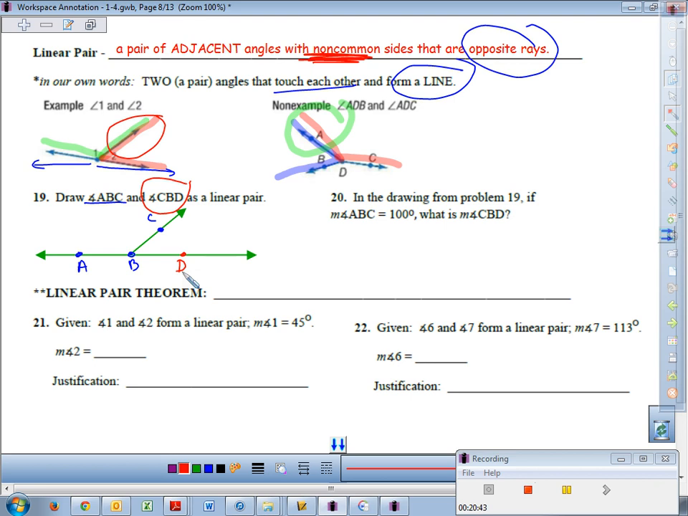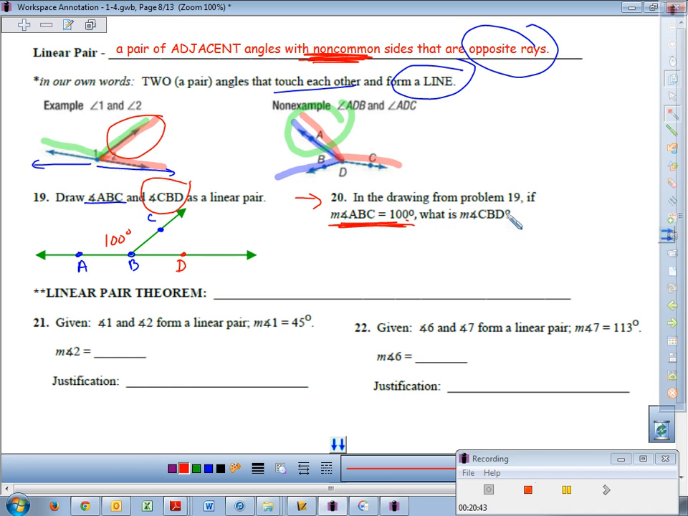Groovy? Don't even need to put any numbers in the picture because they form a line, right? We always can assume that lines are straight and they measure 180 degrees, so done. That's a linear pair, no doubt about it. Now let's do number 20. In the drawing from 19, if the measure of angle ABC is 100 degrees, if they give you information and you have a picture, let's put it in the picture. Didn't they say the measure of angle ABC is 100 degrees? Put that in your picture. That goes right here, correct?